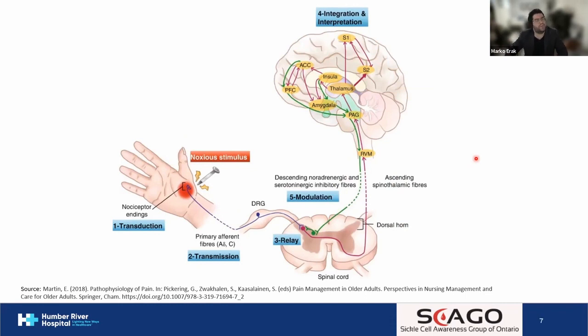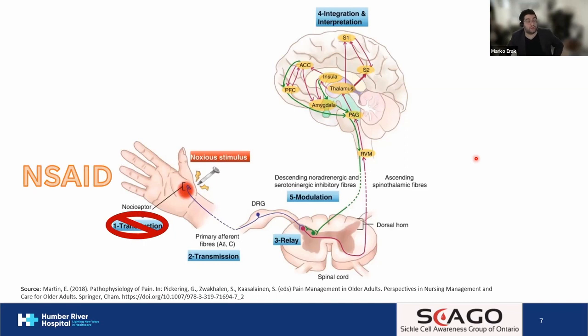Now, this is relevant from the point of view of how we treat it acutely. So NSAIDs are things like ibuprofen or Motrin. These types of medications are great. They work on something called prostaglandins, and they really work well at the original relay of the message. And that's why they're often first line, and they're used over the counter in treatment of any pain.